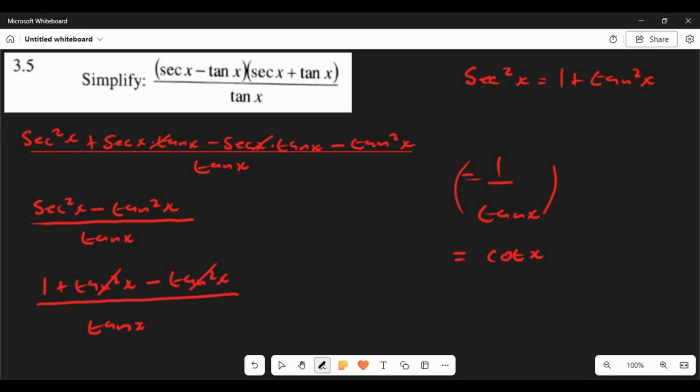Alright guys, this was the last question on question 3. I hope you managed to understand this because it was not really difficult. All you needed to do is to know how to simplify, multiply, and also the identities.